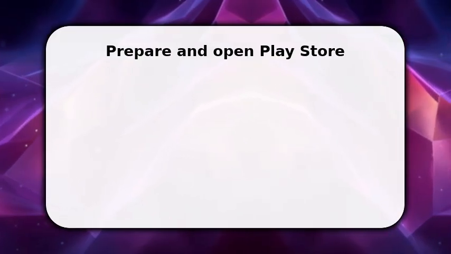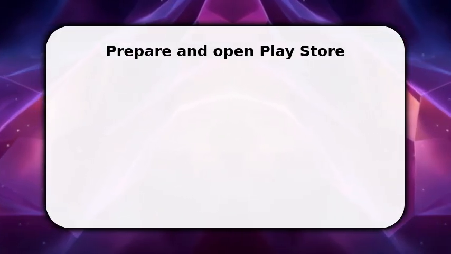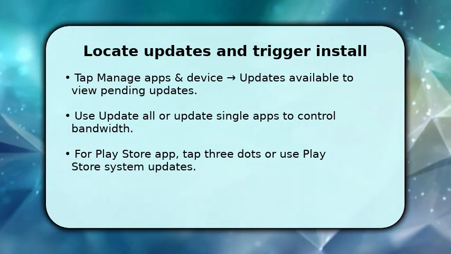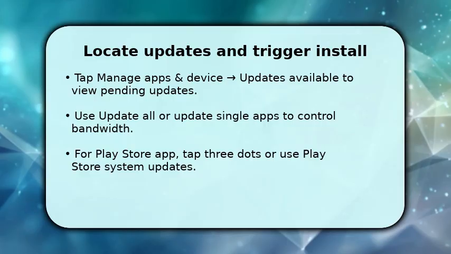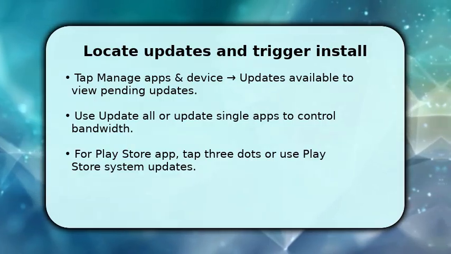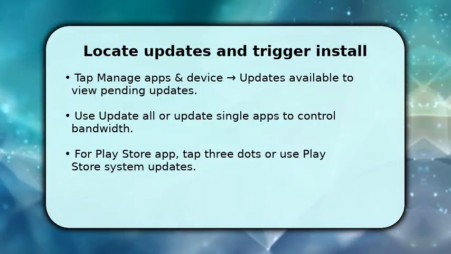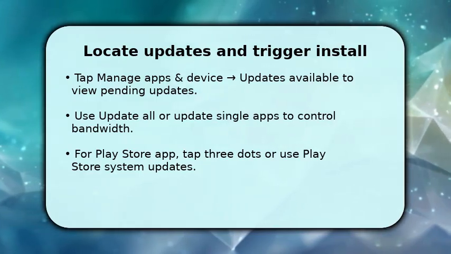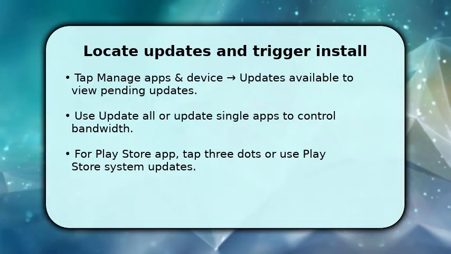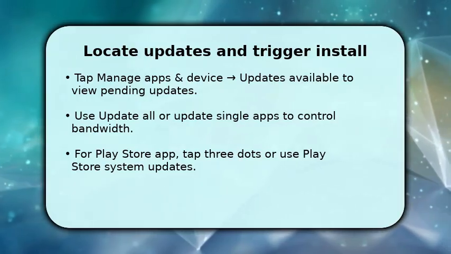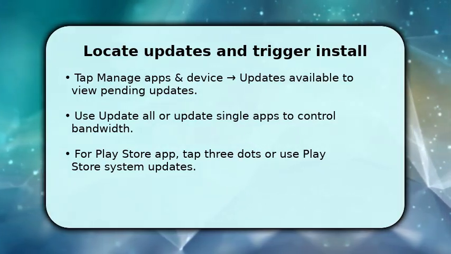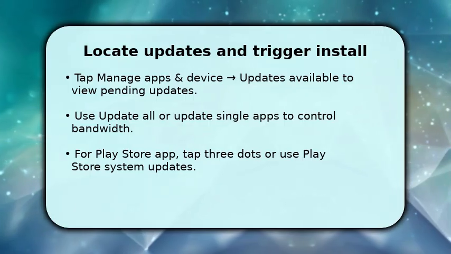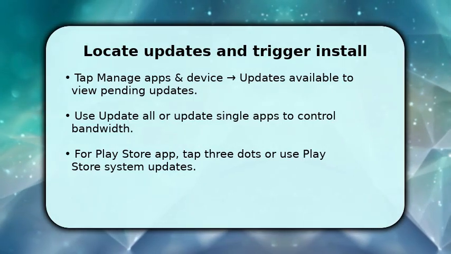Once done, tap Manage Apps and Device and then Updates Available to reveal pending app updates. You can hit Update All to apply everything, or pick individual apps to conserve data. Choose Update to start. If you need to update the Play Store itself, tap the Play Store entry, then the three-dot menu and select Update if visible, or open Settings, then About, to check the Play Store version, and request Play Store system updates. Make sure the download is complete before closing the app to avoid corruption.